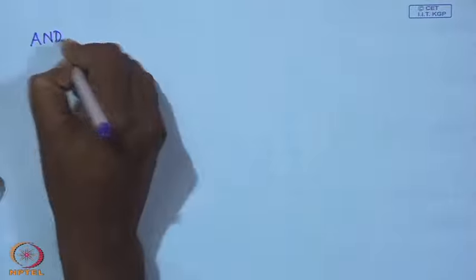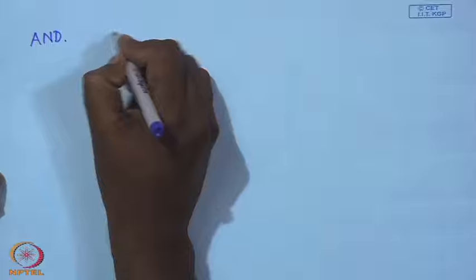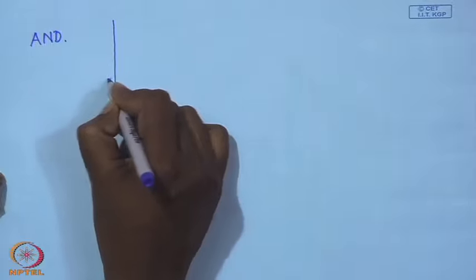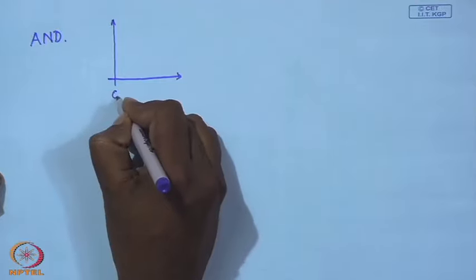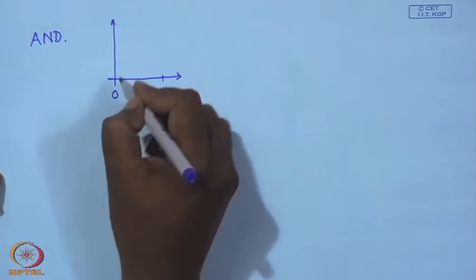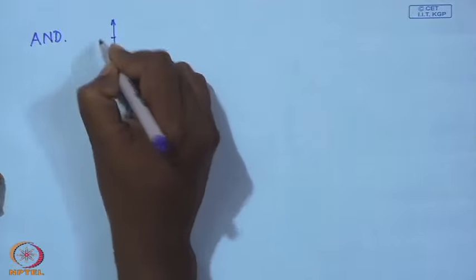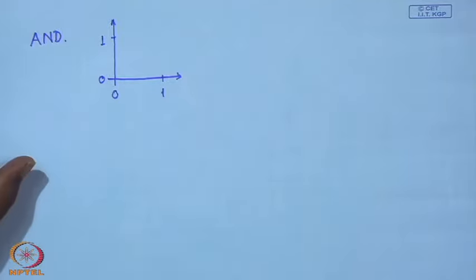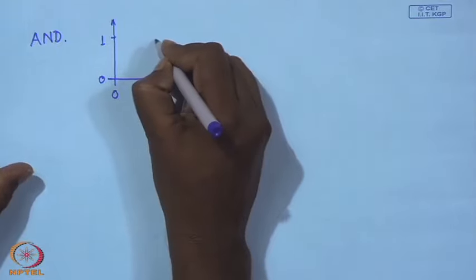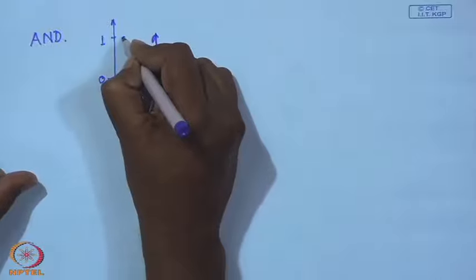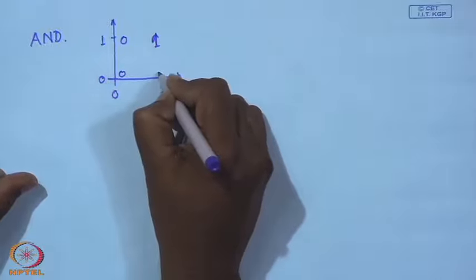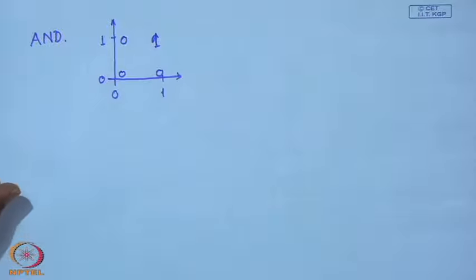We have taken an AND function. If I represent the AND function as a two-dimensional binary vector, I have the input components 0 0, 0 1, 1 0 and 1 1. If the function is an AND function, only when the input is 1 1, the output is 1. In all other cases, 1 0, 0 0 or 0 1, the output is 0.